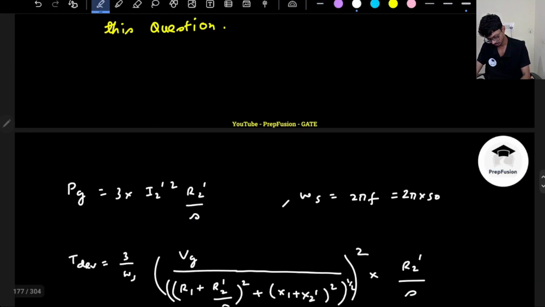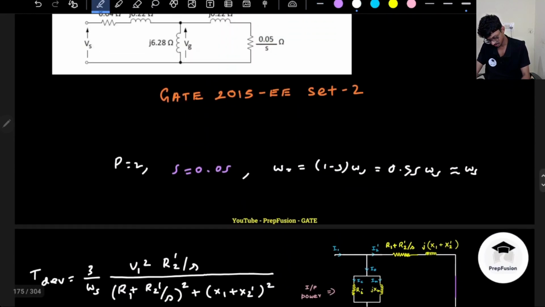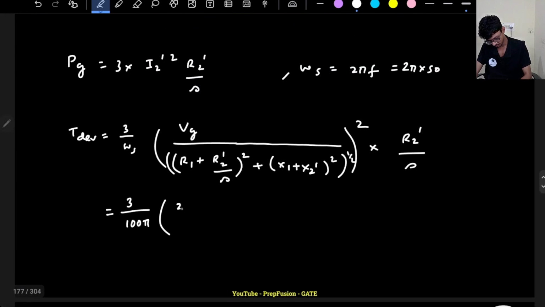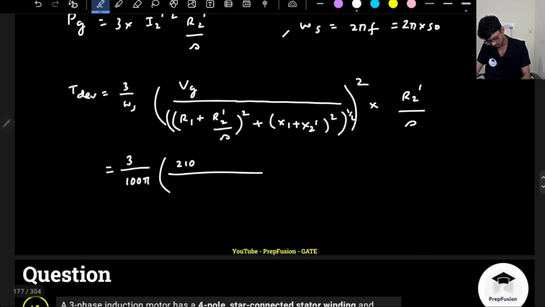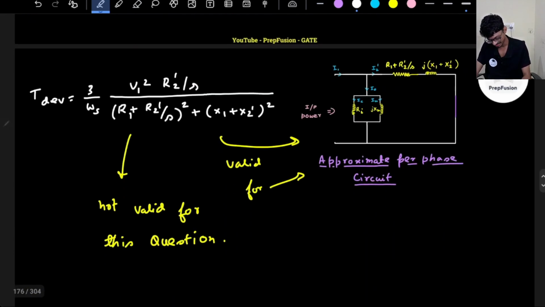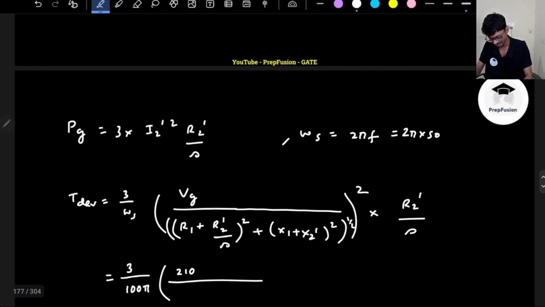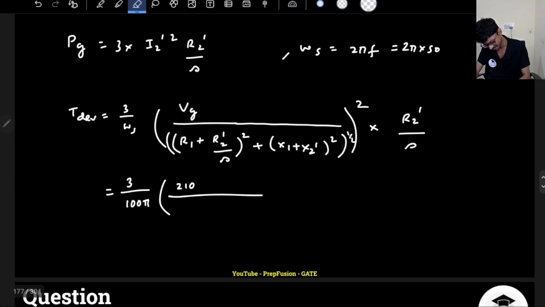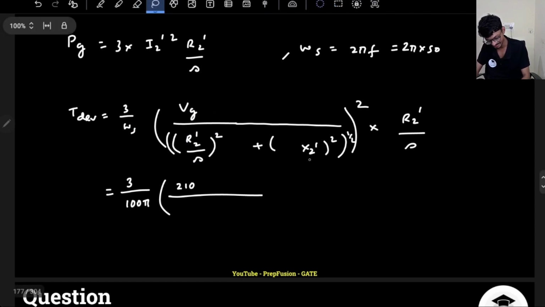Into Vg. They have given Vg to be 210 volt RMS, divided by R1. Sorry, again I am doing the same mistake. I2 dash is what? I2 dash is Vg divided by this impedance. What am I doing? I'm extremely sorry. This will not be any R1 anymore. This will be this. I'm just lost in some other thing. So that's why I had explained all these things.